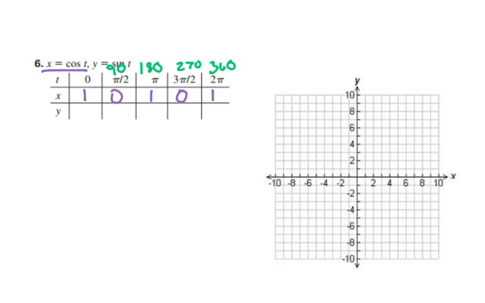And then the next one, if we do sine of 0, we're going to get 0. If we do sine of 90 degrees, or pi over 2, we get 1. Sine of pi ends up being, sorry, sine of 90 is 1, sine of 180 should be back to 0, sine of 270 is -1, and sine of 360 goes back to 0.